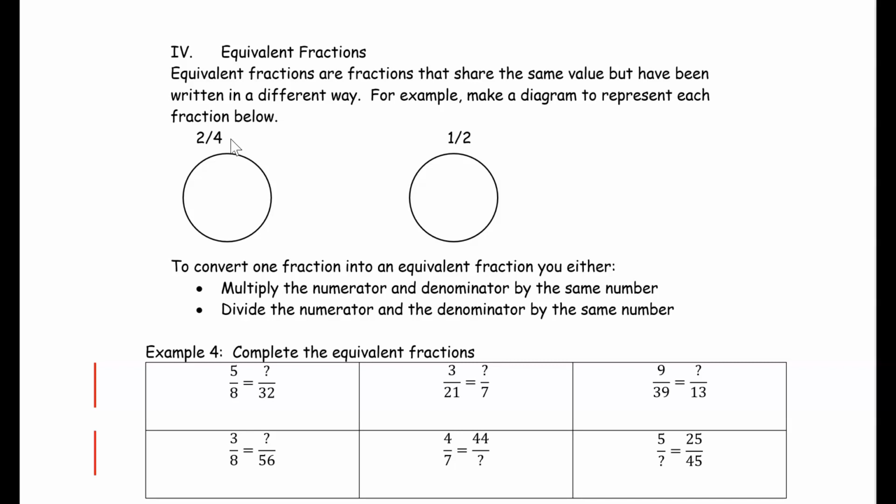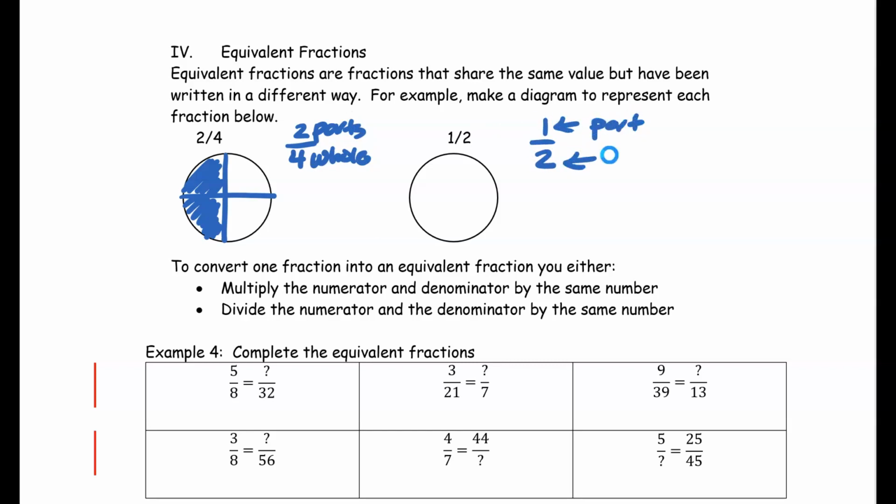So for example, 2/4 means we have some sort of quantity. We'll call it a circle in this example. We'll say the circle is divided into 4 pieces, and then we're gonna shade 2 of them. So 2/4 represents 2 parts out of 4 would be our whole. So 4 pieces total. And then 1/2 represents 1 part out of 2 pieces. So I'm going to divide this into 2 and then shade 1. And you can see with these pictures, they both represent the same amount. We just got there a little bit differently.